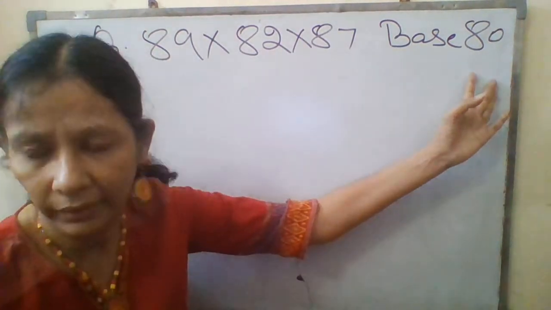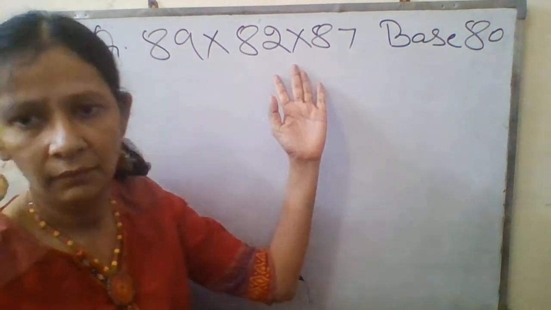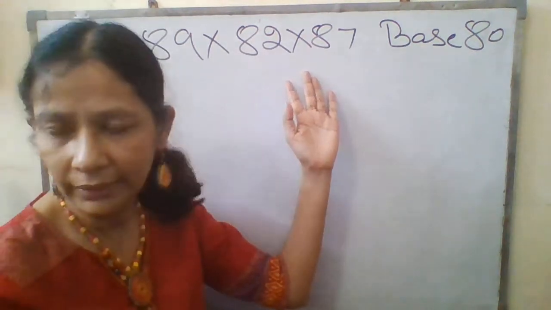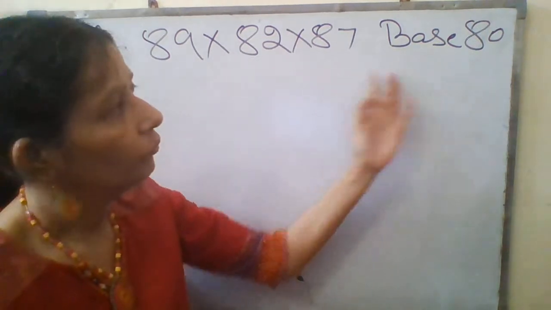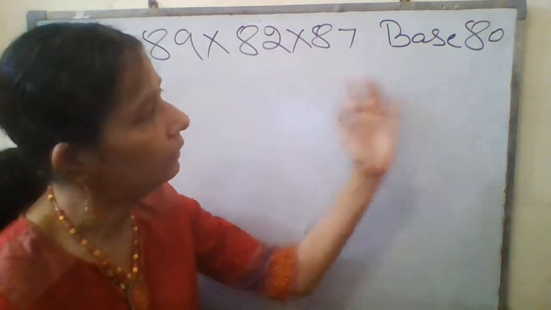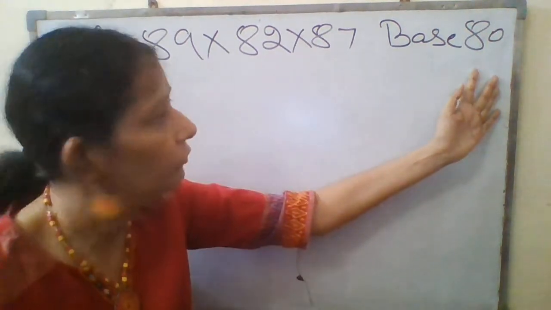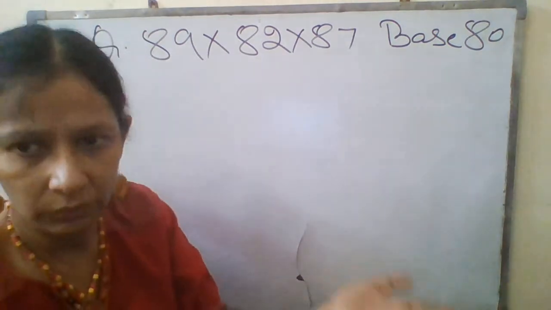If I write down 90 here, all these are numbers below 90. 89 is below 90, 87 is below 90, but all these numbers are above 80. So we are doing all the questions of above the base. Okay.